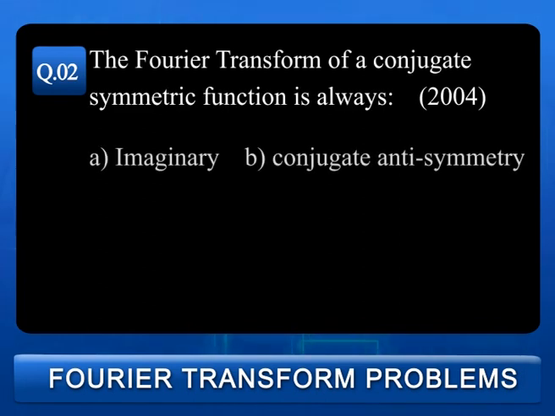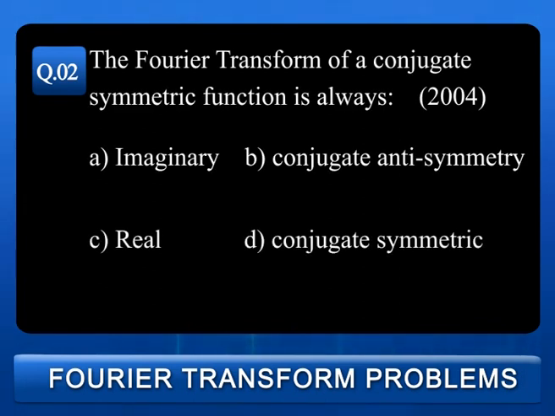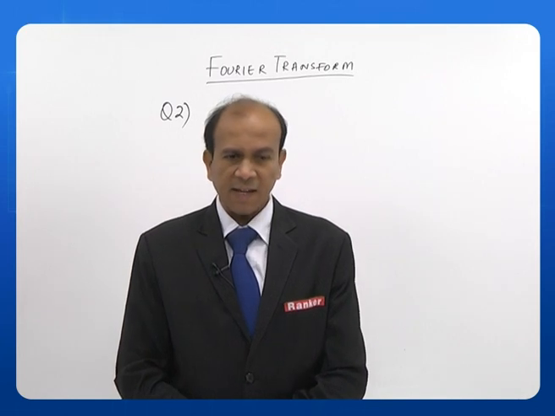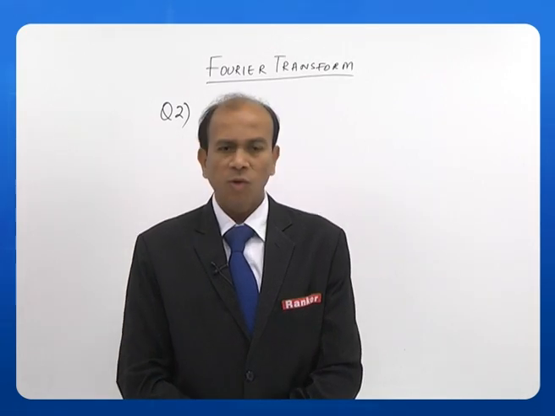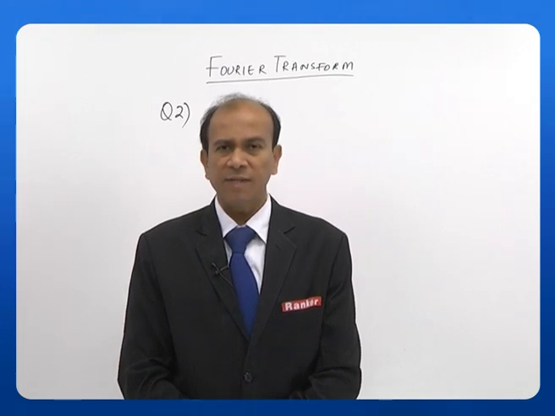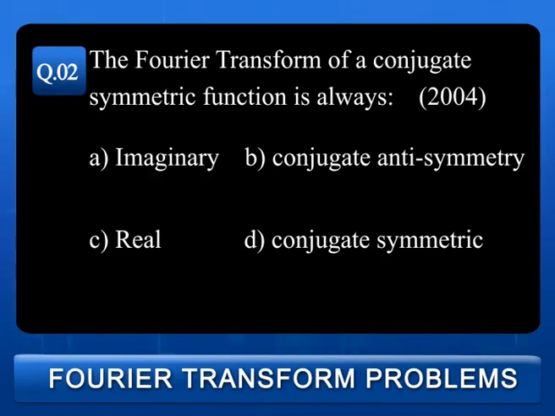The second question is like this. The Fourier transform of a conjugate symmetric function is always: A, imaginary; B, conjugate antisymmetric; C, real; and D, conjugate symmetric. The answer is C, that is, a real function. The Fourier transform of a conjugate symmetric function is always real, and the option is C.